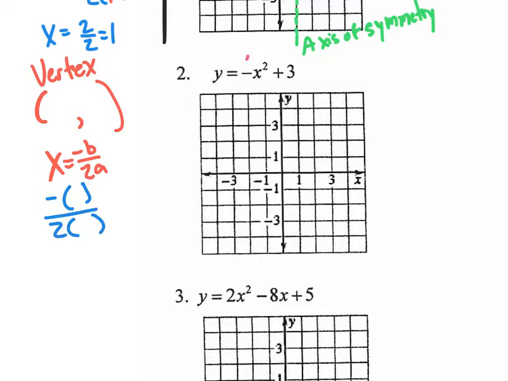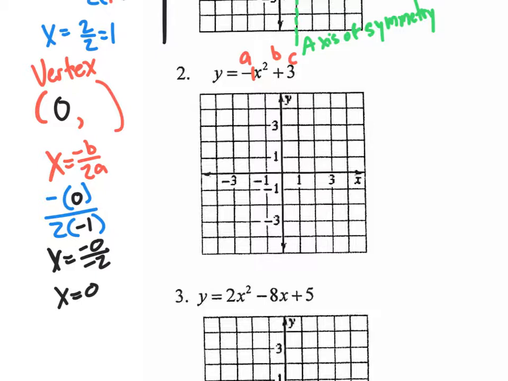Then we identify the a value is negative 1, the b value is 0, and the c value is 3. So since the b value is 0, you plug in a 0 up here, and the a value is negative 1, plug in a negative 1 down there. You're going to end up with x equals negative 0, which is still 0, over negative 2. That's saying x equals 0. So x equals 0 on the vertex. To find the y, you simply plug it in. 0 squared is 0, plus 3 is 3.